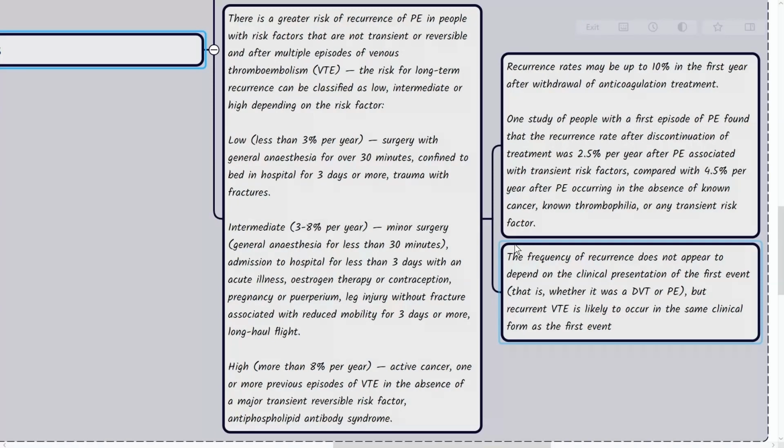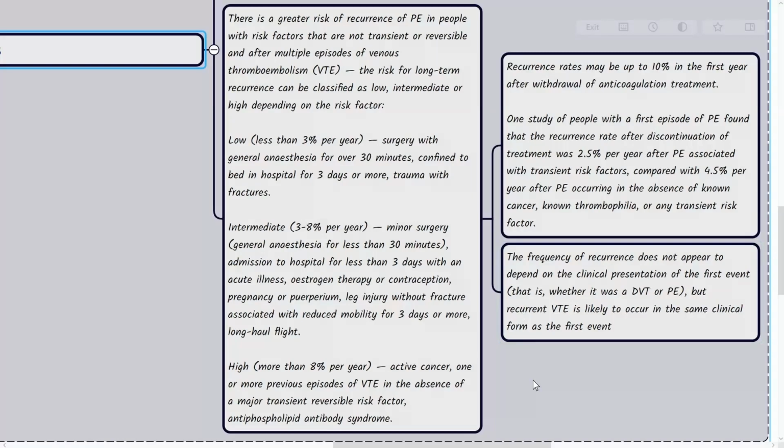Low, less than 3% per year: surgery with general anesthesia for over 30 minutes, confined to bed in hospital for 3 days or more, trauma with fractures. Intermediate, 3% per year: minor surgery, general anesthesia for less than 30 minutes, admission to hospital for less than 3 days with an acute illness, estrogen therapy, or contraception, pregnancy or puerperium, leg injury without fracture associated with reduced mobility for 3 days or more, long-haul flight.